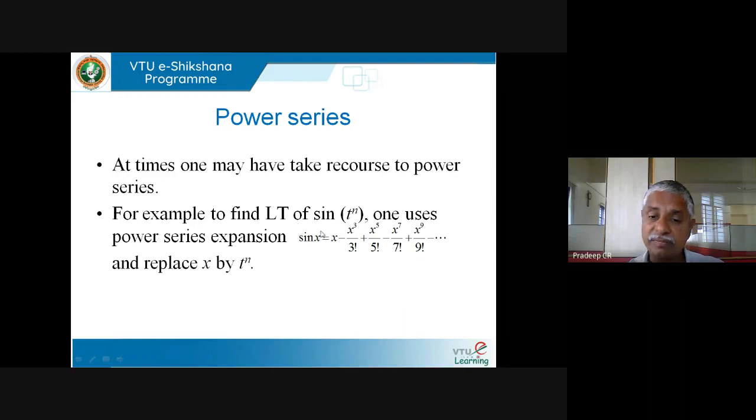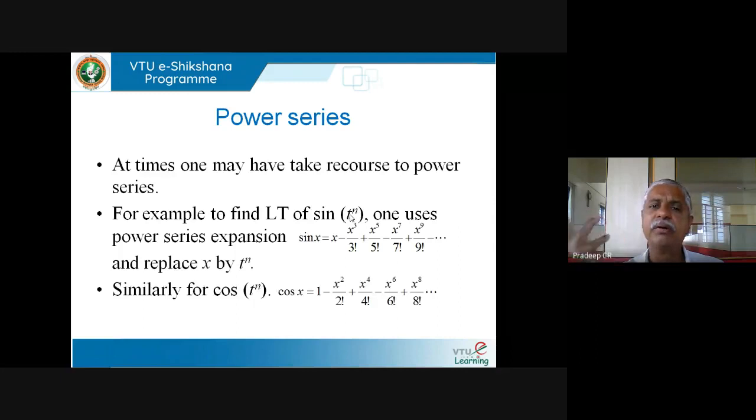So the Laplace of this is the Laplace of each term. That means the Laplace of t square, that I know how to find. The Laplace of t power 6, that I know how to find. The 3 factorial also doesn't scare me because I will just pull out the constant. So use the same linearity, and every term is some power of t, and for a power of t I know how to find the Laplace. So I am done. So you can find the Laplace of sine of t power n.